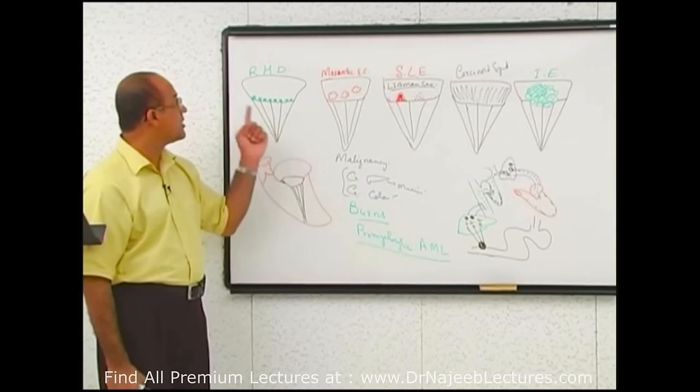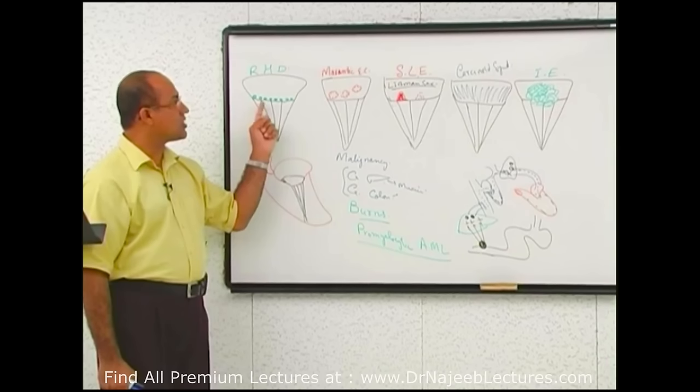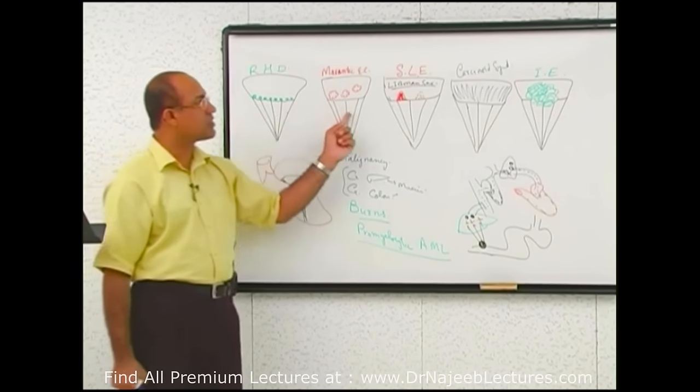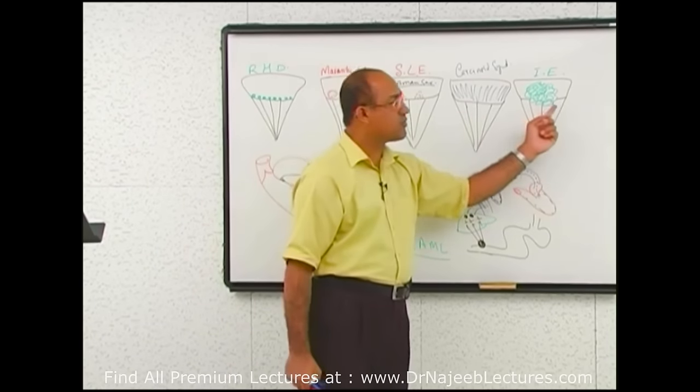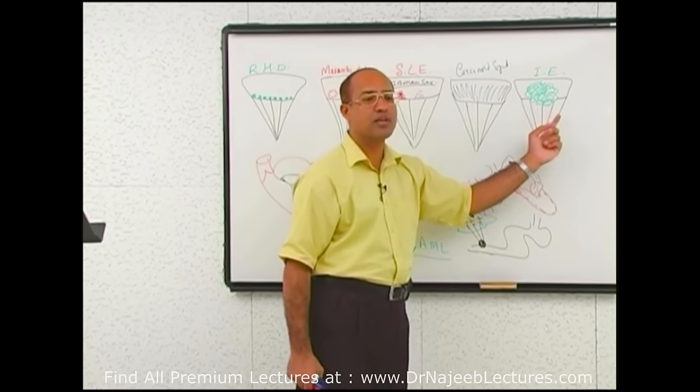Again, let me repeat it. Rheumatic heart disease vegetations don't embolize. Marantic vegetations may embolize. SLE vegetations usually do not. Carcinoid never. But infective endocarditis embolizes very frequently.